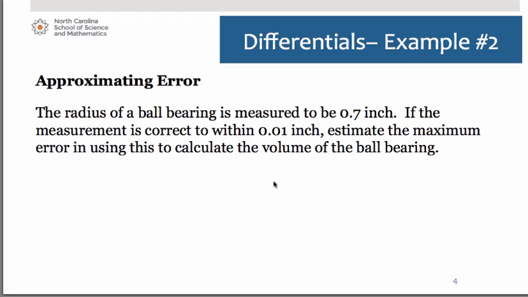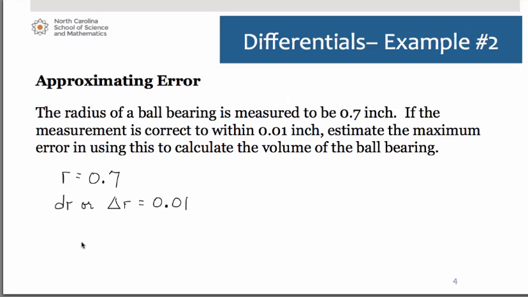Let's take a look at an application problem in which we're going to approximate error. We are told the radius of a ball bearing is measured to be 0.7 inches, and the measurement is correct to within 0.01 inch. Estimate the maximum error in using this to calculate the volume of the ball bearing. We are told that the radius is 0.7, so let's just refer to that as r. We are told the measurement is correct to within 0.01 inches. So that's going to be dr. We can also refer to it as delta r.